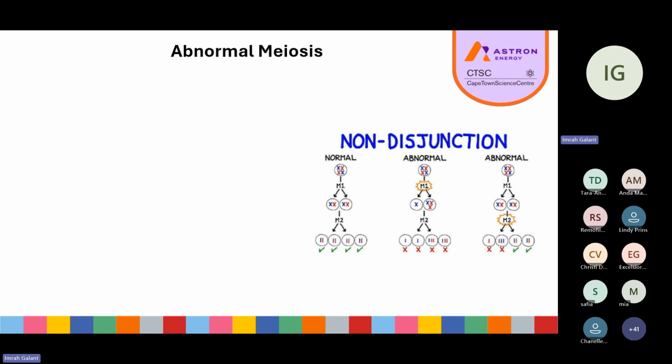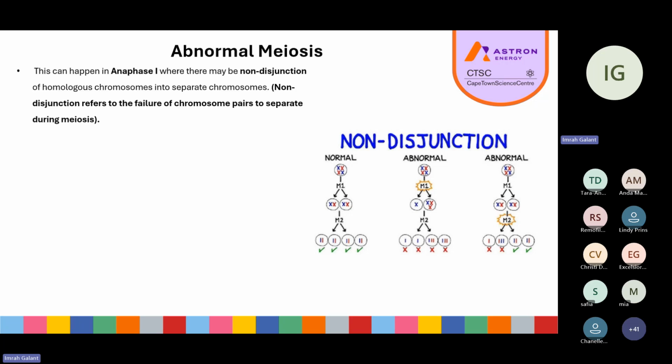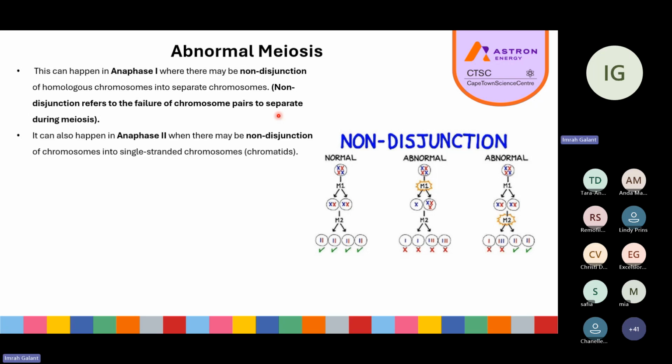So this is also another question they like to ask, usually for between 4 to 6 marks. So abnormal meiosis, or non-disjunction. This happens in anaphase 1, where there may be non-disjunction of homologous chromosomes. Non-disjunction refers to the failure of chromosome pairs to separate during meiosis. This can also happen in anaphase 2, where there may be non-disjunction of chromosomes into single-stranded chromosomes. So let's have a look at the diagram here on the side.